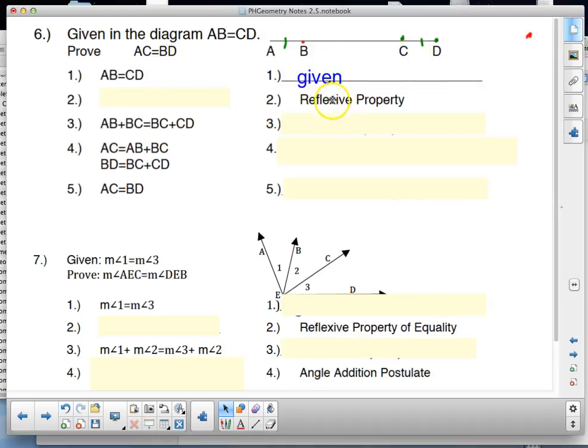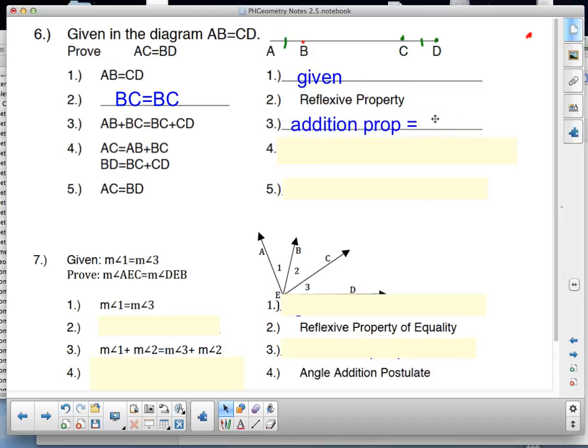Well, I'm going to look at this and think, hey, if I add segment BC to both AB and CD, I'll be able to come up with those. And I'm going to add it because BC is equal to itself, reflexive property. The only reason I use reflexive property like this is I'm going to add it to something. So I'm going to add this, and I get AB plus BC equals BC plus CD. Okay, so it's addition property of equality.